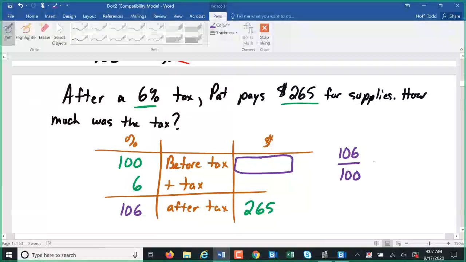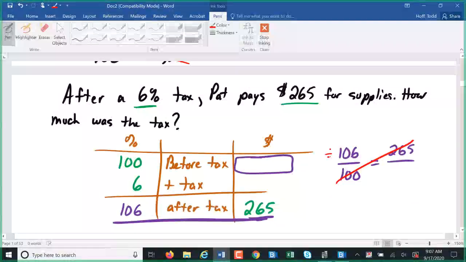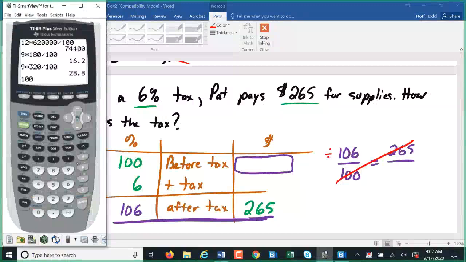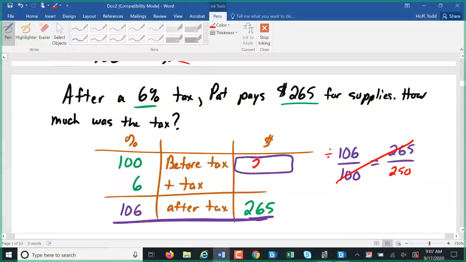106% or 106 over 100. Now the 265 and the 106 both represent the after-tax, so they go together. So the 265 goes on top. We cross multiply and divide. 100 times 265 divided by 106 should give us 250, and it does. $250 was our price before tax. Now we can find the tax by subtracting. The difference between 265 and 250 is $15. So that was the amount of the tax.